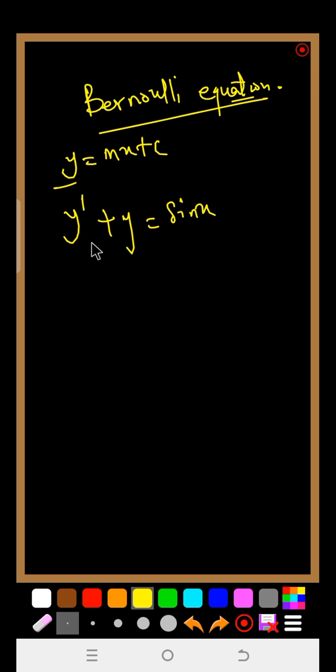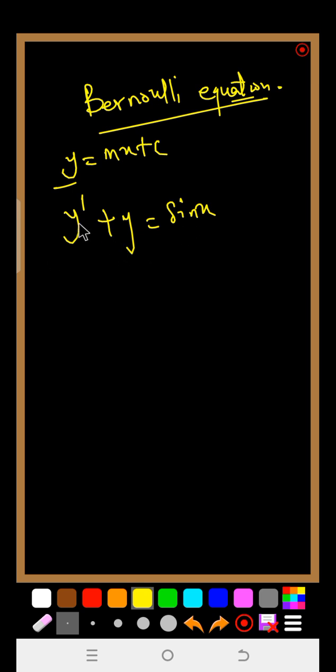Is that taken? Now here, this one is known as what? The first derivative of y. And this is y itself, the dependent variable. And this is sine x, where x is the independent variable. You understand? Now here, this one is regarded as a linear equation.